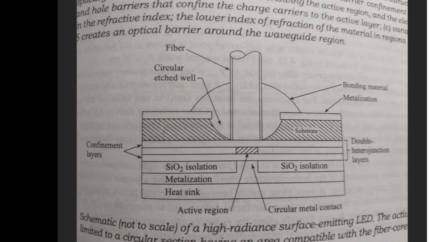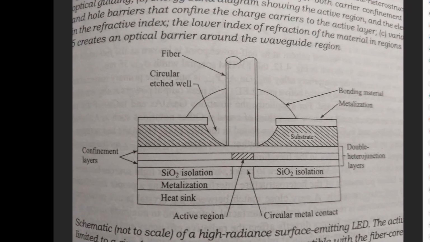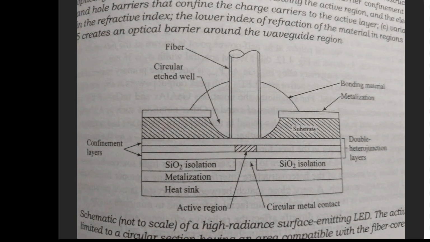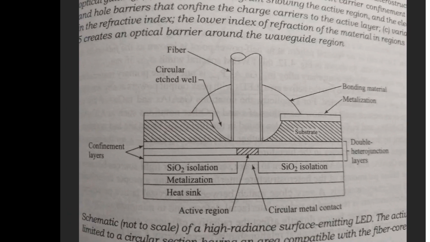This device is basically your LED. Now you can see this is the fiber which is coming from this surface. From this fiber, your light will be coming, and these are the materials used in the LED. Generally, a simple LED will be only a PN junction. But these days, the advancement of the LED is that it has a heterostructure.